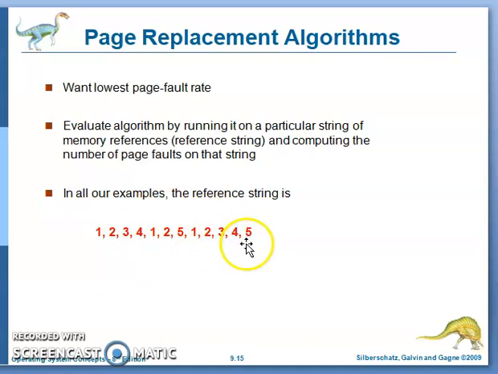This is the order of page references, called the reference string. We use this reference string for all page replacement algorithms. The reference string is nothing but the pages we require, in order.